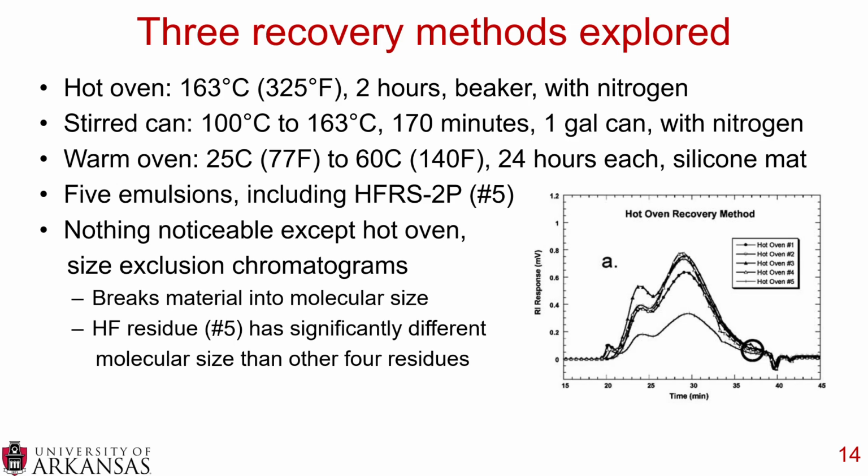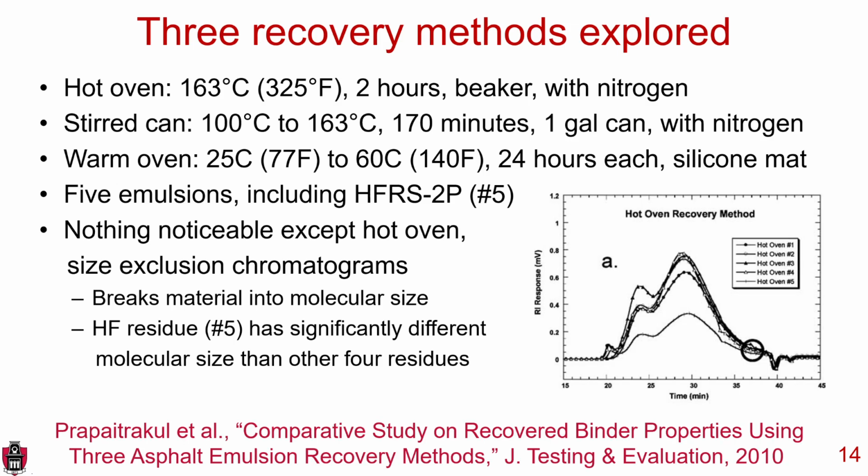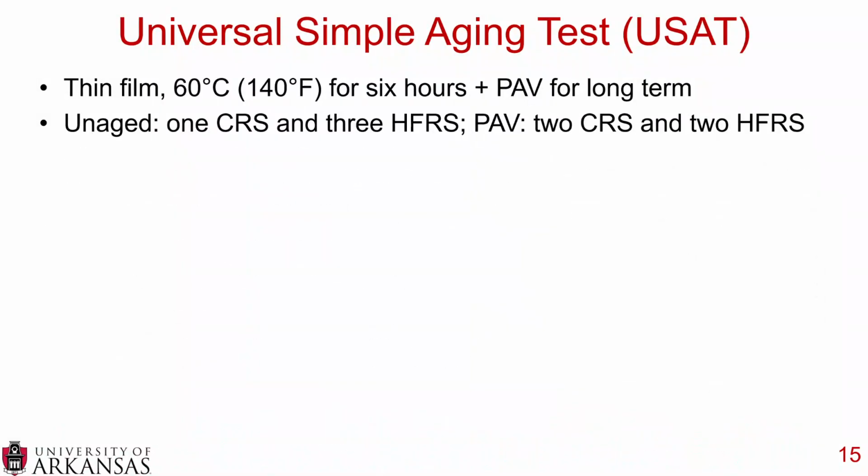So I think this is something that is of interest. I would be very fascinated to learn more about it. If you want to learn more about it, here is the author and the title: Comparative Study of Recovered Binder Properties Using 3 Asphalt Emulsion Recovery Methods. It's from 2010, so it's an oldie but a goodie, and it's from the Journal of Testing and Evaluation. So I encourage you to take a look at that. There's a lot of good information in that paper.